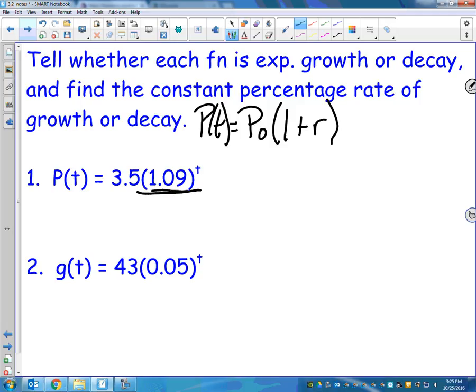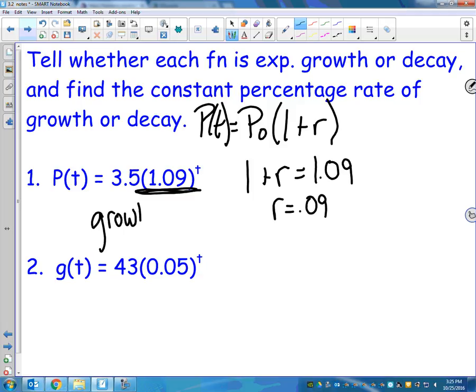So think about number 1 here. What would r have to be in that problem? Kind of like 1 plus r equals 1.09. Or maybe you just know that r is going to equal 0.09. So if r is positive, that's going to be a growing population. So number 1 here would be growth. And then what is the percentage rate? Remember that r is a percent, so 0.09 would be a 9% growth rate.